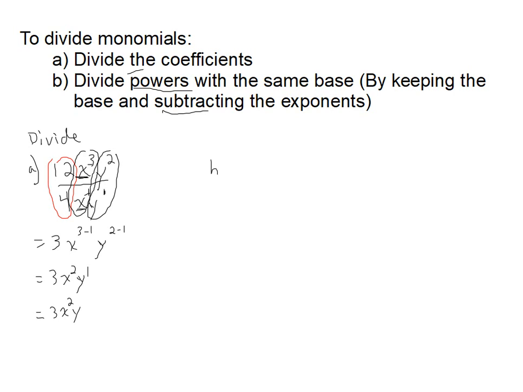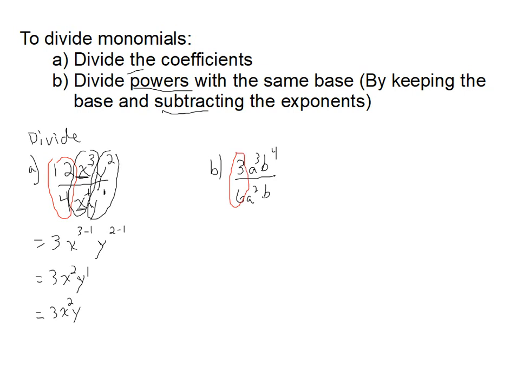Alright, let's do another example. Possibly a more challenging example, a trickier example in a sense, because if you're not careful, it's easy to make a common mistake here. So I'm going to start with 3a cubed b to the 4 divided by 6a squared b. Now, again, we're going to follow the procedure here. The procedure is to divide the coefficients. So 3 divided by 6.